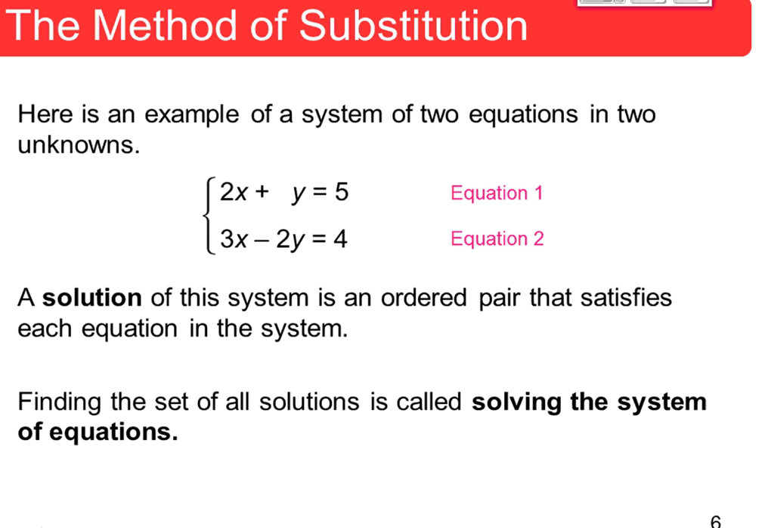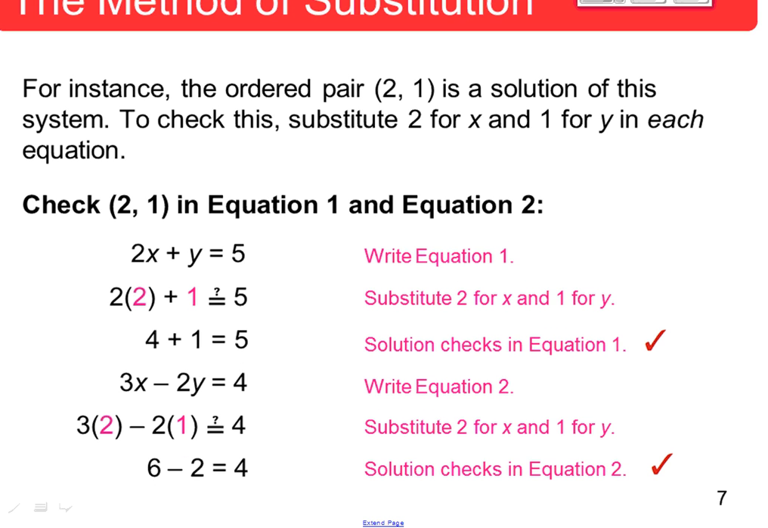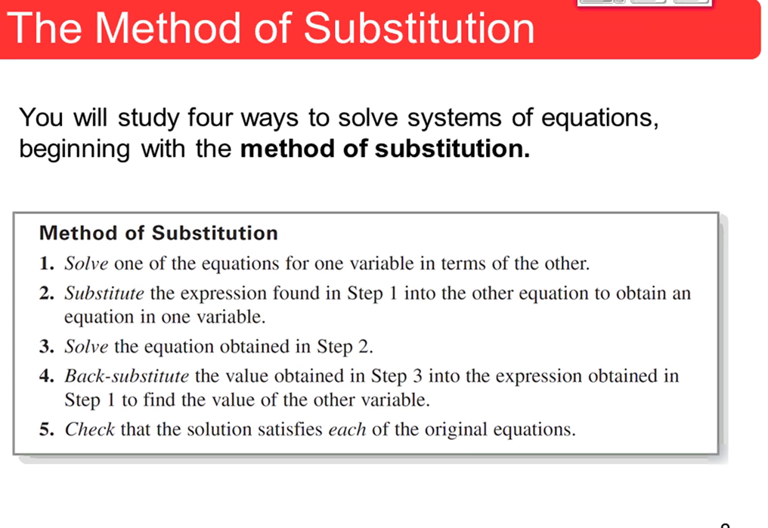So here's just an example of a system of equations. A solution is an ordered pair that satisfies both of the equations, and we're going to solve that system as we go through. And this isn't even going to solve it. It's just going to say, if I tell you 2,1 is a solution, you're going to check that 2,1 is, you put 2,1 into equation 1 and equation 2. So generally, we should know if our answers are correct as we go.